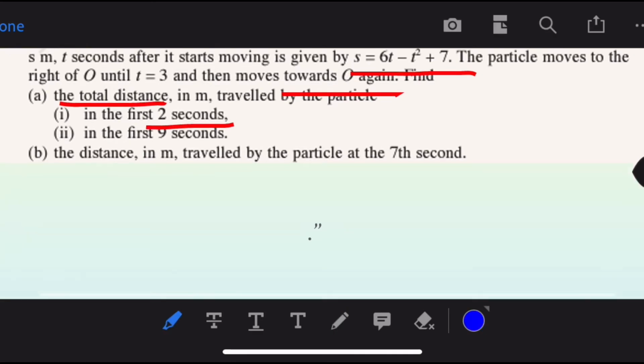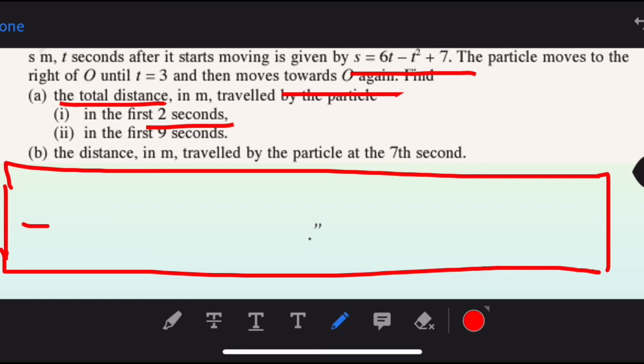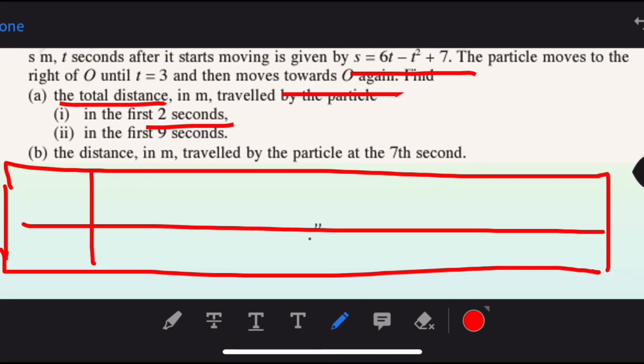Now, in order to answer this question, we need to study in detail the movement of the particle. How to study the movement of the particle in detail: we have no other way. We have to find the displacement so that we can monitor how the particle moves.